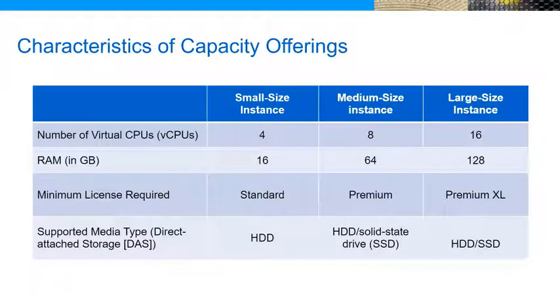A capacity pool license can be standard, premium, or premium XL. A standard license enables deployments of small-size instances only and is restricted to HDDs in direct attached storage or DAS cases. Customers can enable higher performance by applying an ONTAP Select Premium license instead.